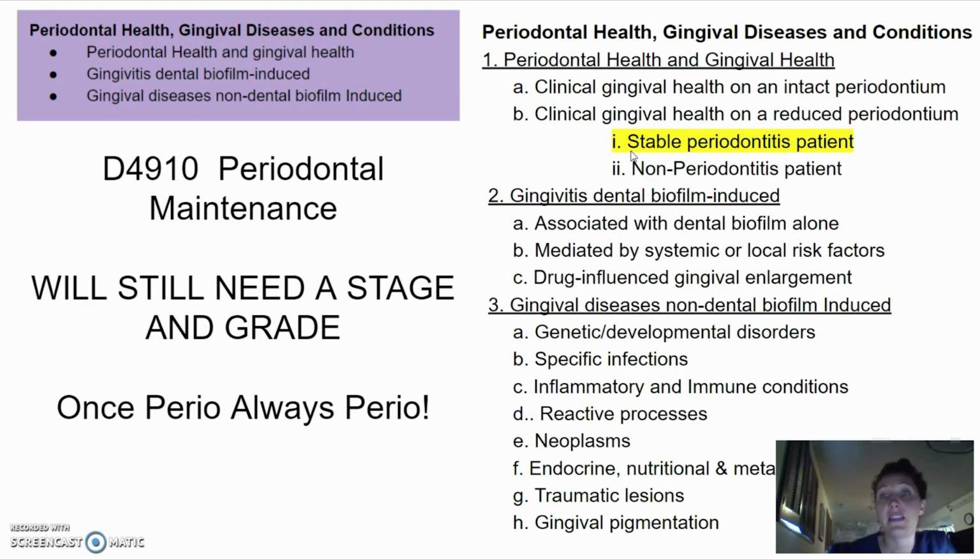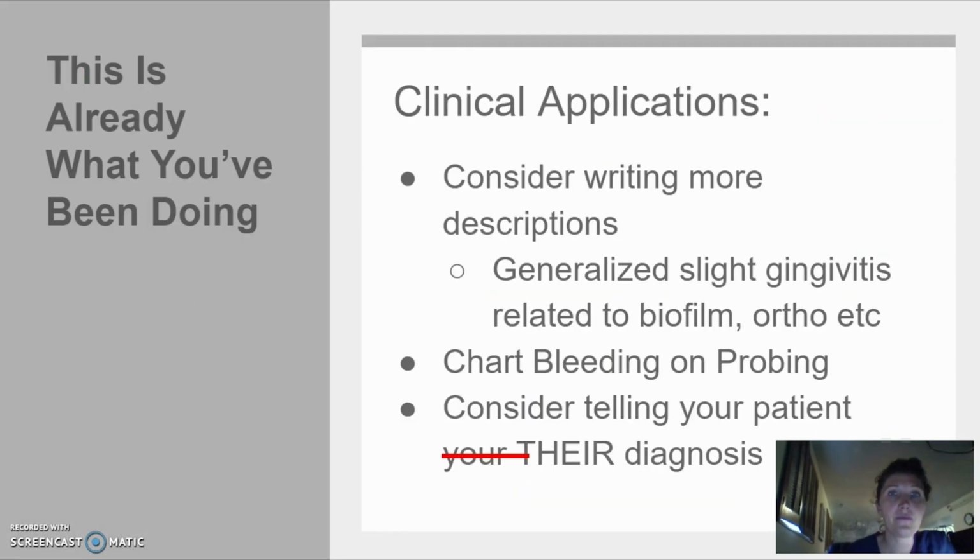When a patient has stable periodontitis, you're going to be using that D4910 periodontal maintenance code. But also, when you have a periodontitis patient, even though they're in perio maintenance, you will still document their stage and grade. Once the patient has perio, they always have perio, and this is the biggest change right here that we have when it comes to the changes of this AAP classification.